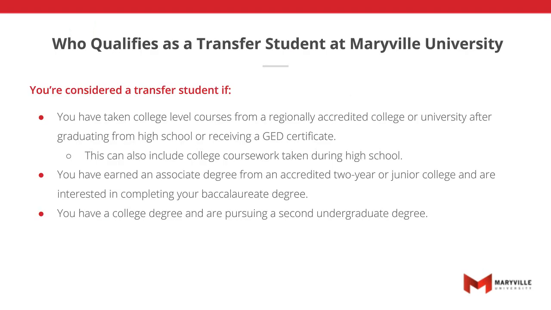You are considered a transfer student if you have taken college-level courses previously from a regionally accredited college or university. These courses might have been completed after graduating from high school or receiving a GED, or they might be college-level courses completed while you're in high school. You may also be considered a transfer student if you earned an associate or baccalaureate degree from an accredited school or university, and this could be an associate degree completed, and now you might want to move on to get your baccalaureate degree, or you might just want to get a second baccalaureate.